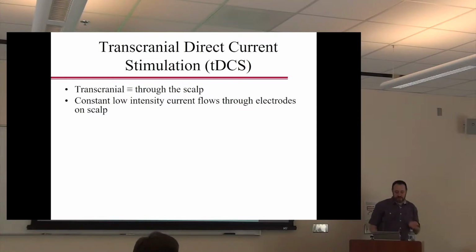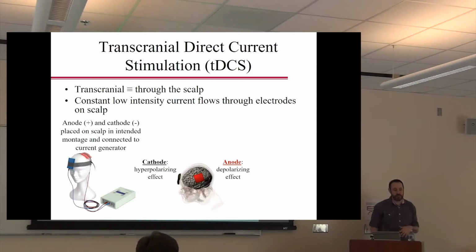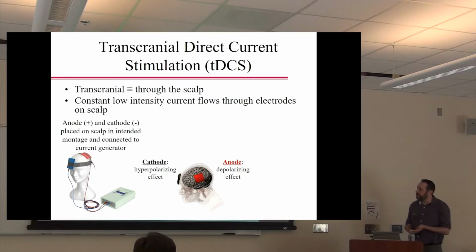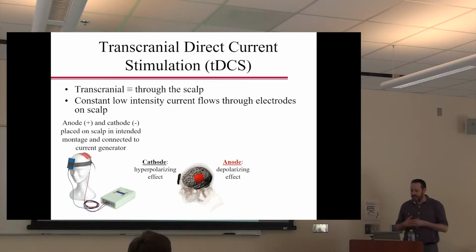And what happens is that in TDCS, there's a constant low-intensity current that flows through the electrodes on the scalp. So there's an anode and a cathode that are placed on the scalp in a particular montage, and they're connected to a current generator. And it doesn't cause neurons to fire, but it has either a hyperpolarizing effect near the cathode or a depolarizing effect near the anode.